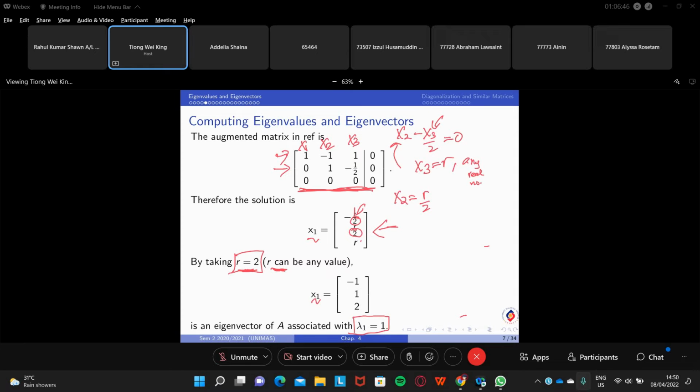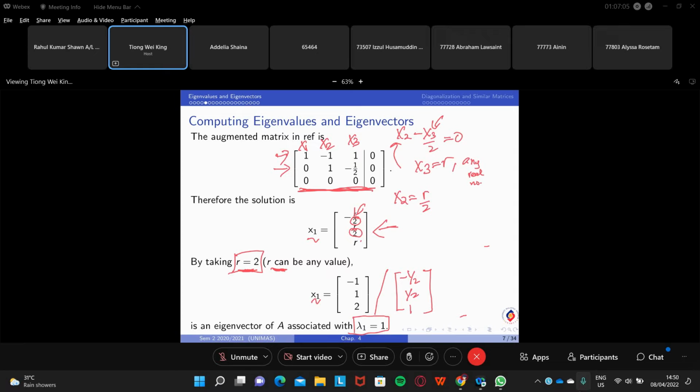You can also choose R equals to 1. Then your eigenvector will be in a different form. So your eigenvector will be 1 over 2, 1 over 2, 1 here. Okay, it's up to you.